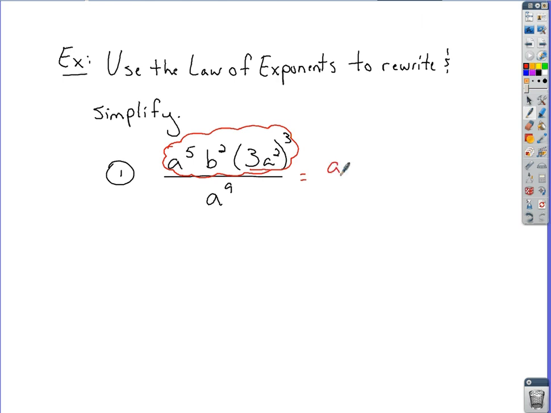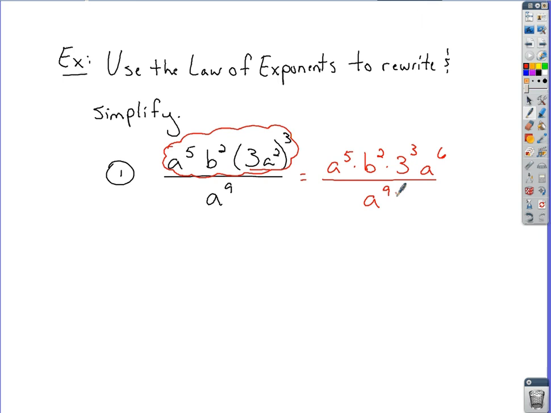I'd have a to the fifth, I'd have b to the second, since the parentheses don't impact those. But then, since it's 3 times a squared, I would take 3, I would cube that. Right, I'd apply this power of 3 to that 3. I'd also apply this power to this power here on the a squared. So it'd be a to the, power rule says multiply, so it's a to the sixth, all over a to the ninth. So trying to take this piece by piece, that helps us to get rid of the parentheses, right?